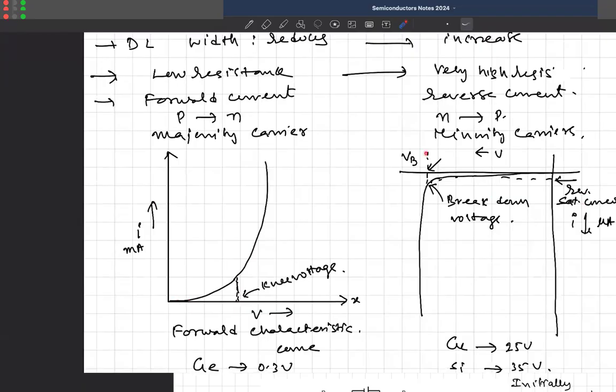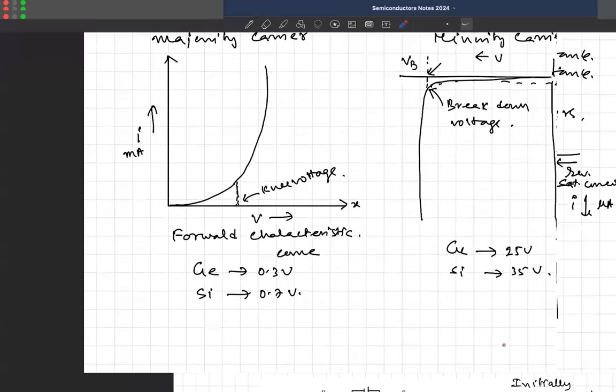I told you in my previous class, this particular voltage is called the breakdown voltage. After this, current is literally independent of voltage. You increase whatever, nothing happens to the drop, but current keeps on increasing. This knee voltage is almost close to the barrier voltage: 0.3 volts in case of germanium, 0.7 volts in case of silicon. And the breakdown voltage is nearly 25 volts in case of germanium and 35 volts in case of silicon. I'm just giving you a rough idea.